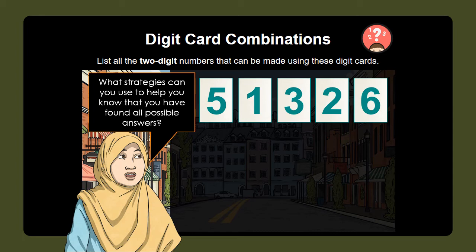So going back to what we said about working systematically, here is a perfect example. I'd like you to list all the 2-digit numbers that can be made using these digit cards. Think about what strategies you can use to help you. How can you work systematically to make sure you found all of the 2-digit numbers? Not that you just plucked 1 and 2 and 3 and 4 out of the air, but that you've actually made sure you have exhausted all the possible answers. I want you to pause the video here and have a think about the way that you can work systematically to find all the possible 2-digit numbers that can be made.